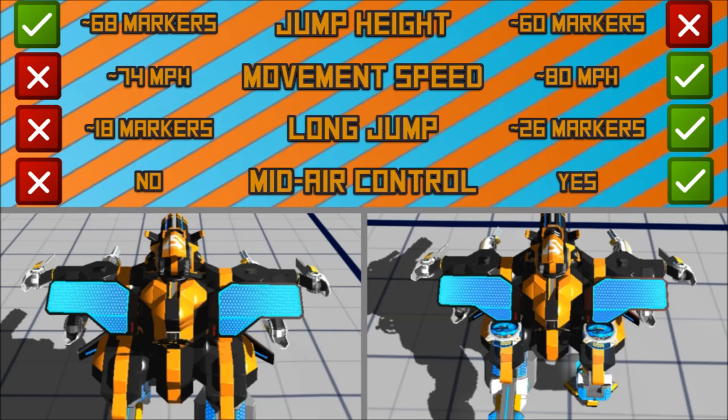So, with that, guys, with your newfound knowledge, go forth and make mechs. Yeah, you get the idea.